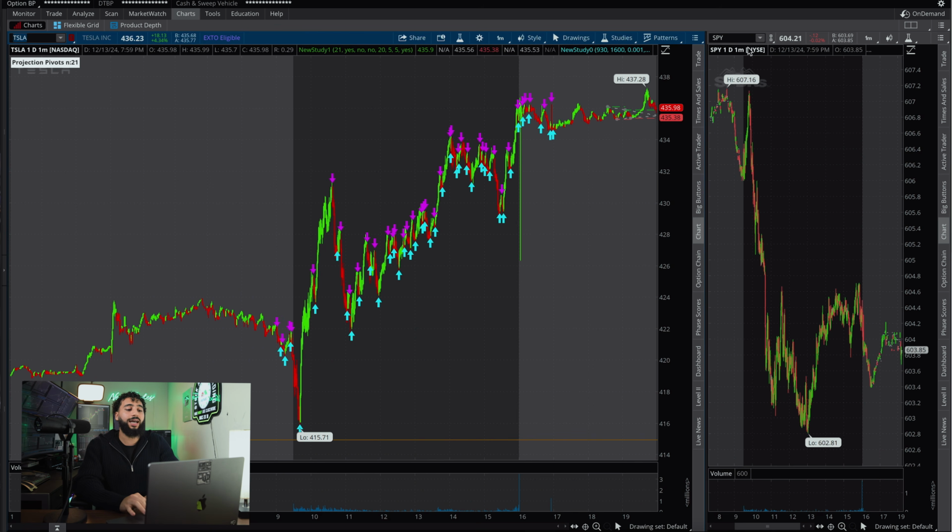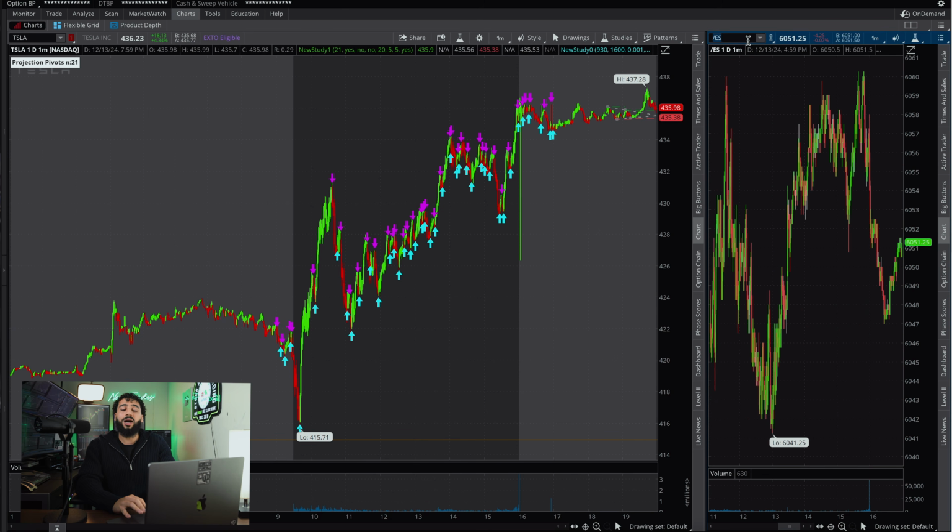Now, the first strategy that I really like to use are divergence plays. I'm going to show you an example from just this Friday on how I used it to take a big trade on Tesla. So if I head over here to my computer, I'm going to show you exactly what I look at. On the left here, I have Tesla, and on the right here, I have SPY.